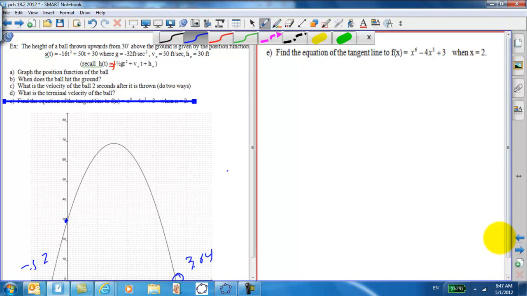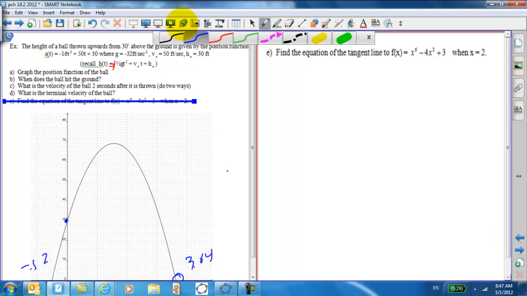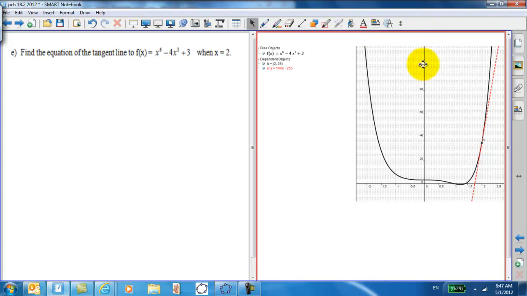Okay, now this is an entirely different equation. Find the equation of a tangent line to f of x equals x to the 6th minus 4x cubed plus 3 when x equals 2. So you can visually get an idea of this. Let me unpin this. We can look at a picture I did in GeoGebra. You can do this on your calculator as well. I had to do a lot of scale changes to get the idea of what's going on with these bumps.